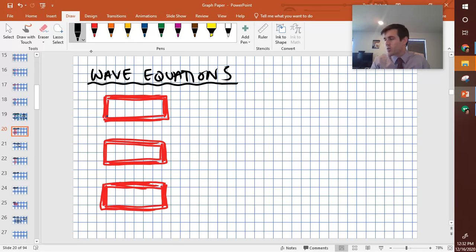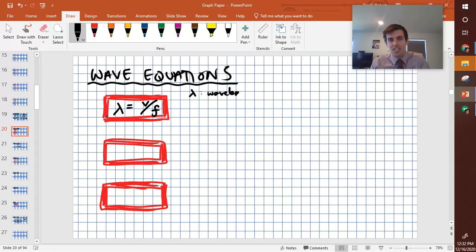So the first equation that I want you guys to know about is the equation that describes the wavelength of a wave based on the velocity of the wave and the frequency of the wave. So this is the equation: wavelength equals v over f. This symbol right there is the Greek symbol lambda, which is wavelength.